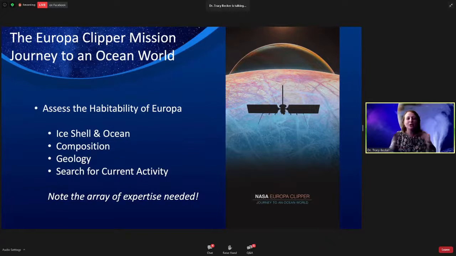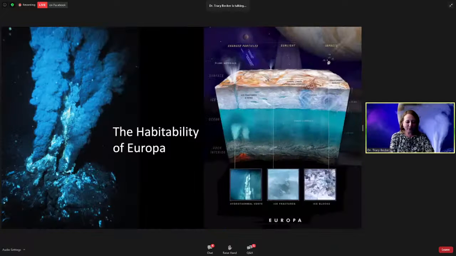And that's not even to talk about the engineering, the diverse set of engineers that we need to make a mission like this happen. So if you're interested in anything like this, there are so many roles and ways to be involved in NASA missions. So it's a really exciting time for a lot of people. And again, that ultimate goal is to assess the habitability of Europa.